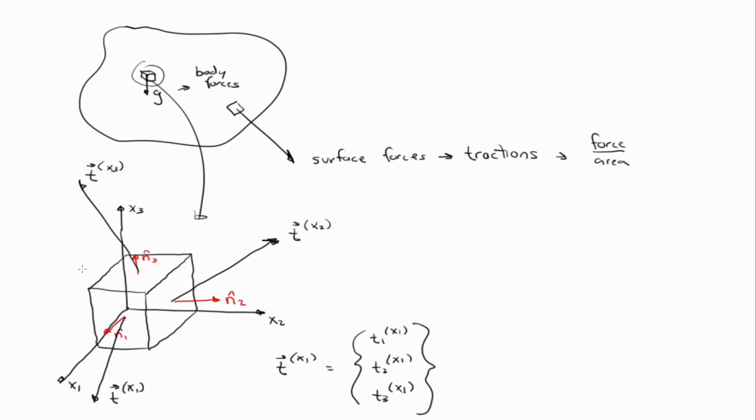My drawing is going to get too busy, but I just want to be clear that the cube is in equilibrium. So if there's a traction on this face, there's an equal and opposite traction on that face. And if there's a traction on this face, there's an equal and opposite traction on that face. And if there's a traction on that face, there's an equal and opposite traction on that face. So our cube is in equilibrium. And so we'll start with this picture next time.